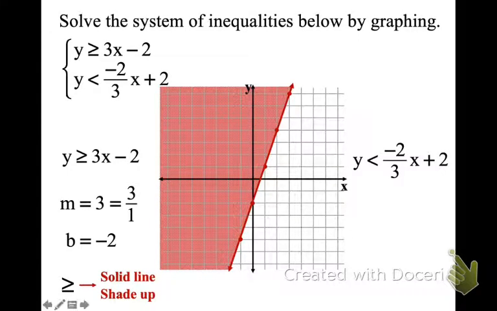Okay, let's take a look at the next one. My m is -2/3. My b is 2. I'm starting at 2, and I'm going to go down 2, right 3. Down 2, right 3. Or I can go up 2, left 3. And this is going to be a dashed line.